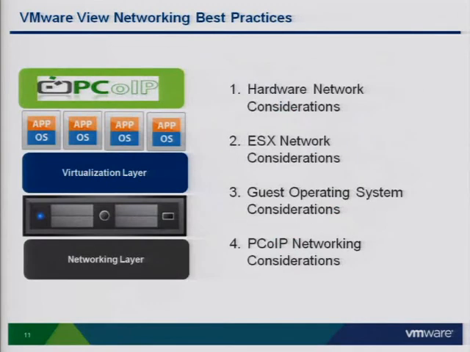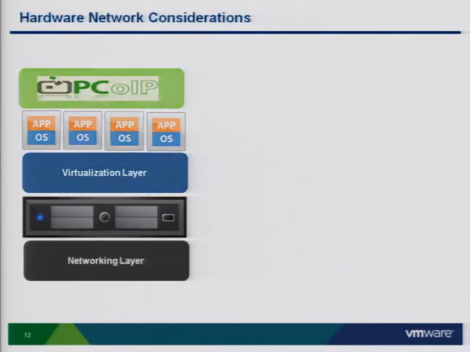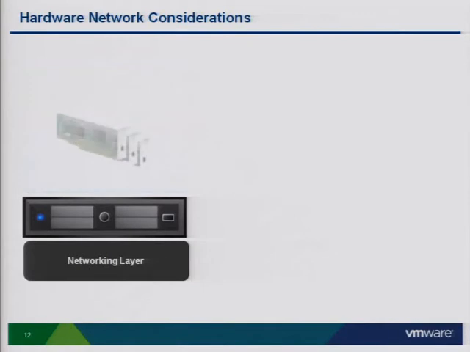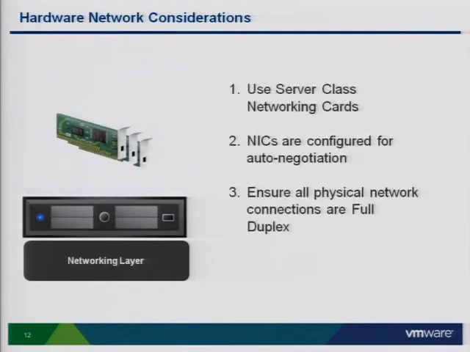Okay, so let's get to the best practices for the networking. We're going to talk about the 4 layers here. The first one is really the networking layer. Before you really ever start optimizing for an application, you've got to make sure that the underlying stack can really meet your needs, and that's fundamentally using server class network cards, making sure that your NICs are set to auto negotiation, and ensuring that all the physical points, the routers, the NICs, the switches, are all set to full duplex.